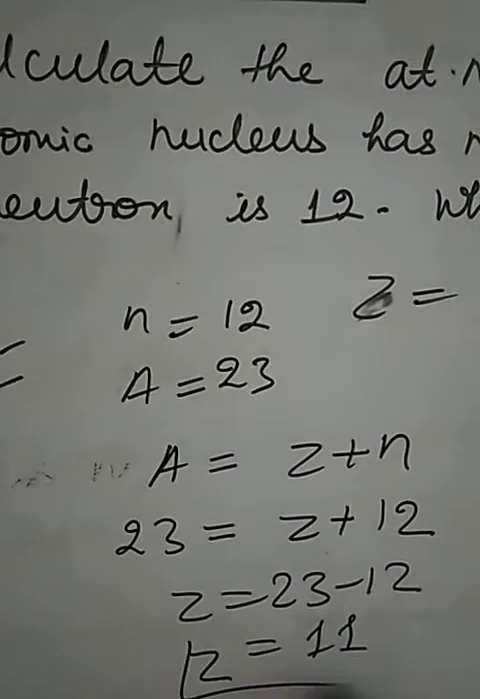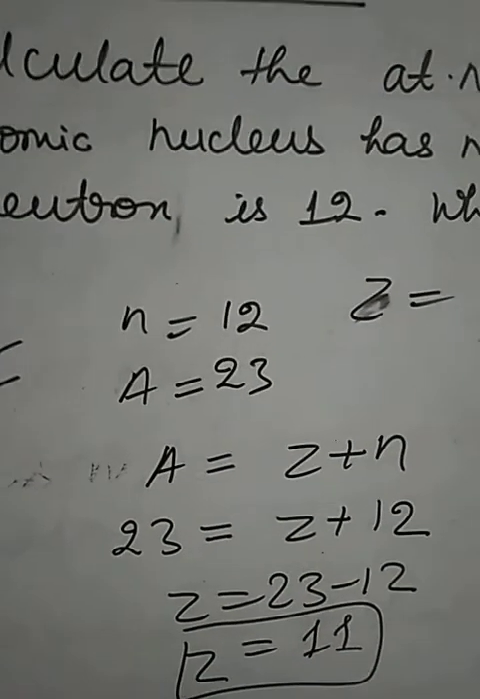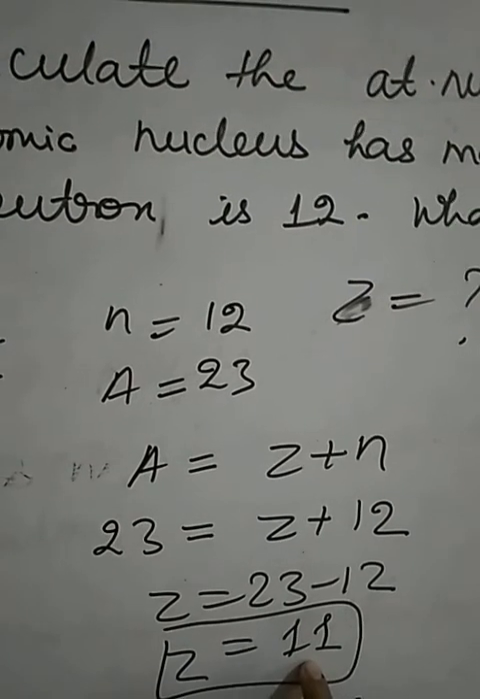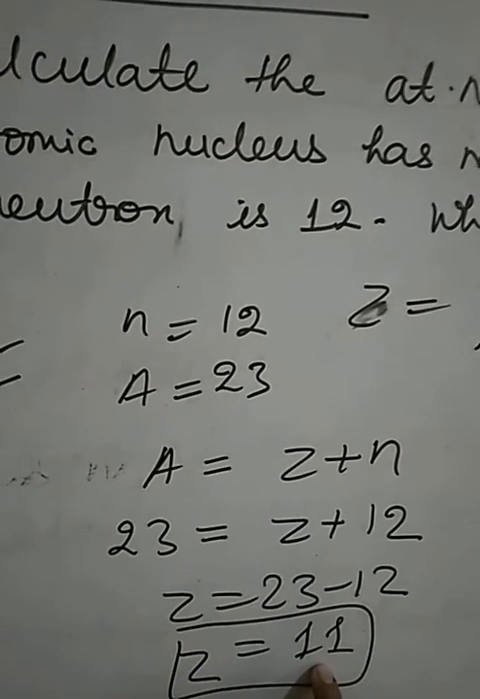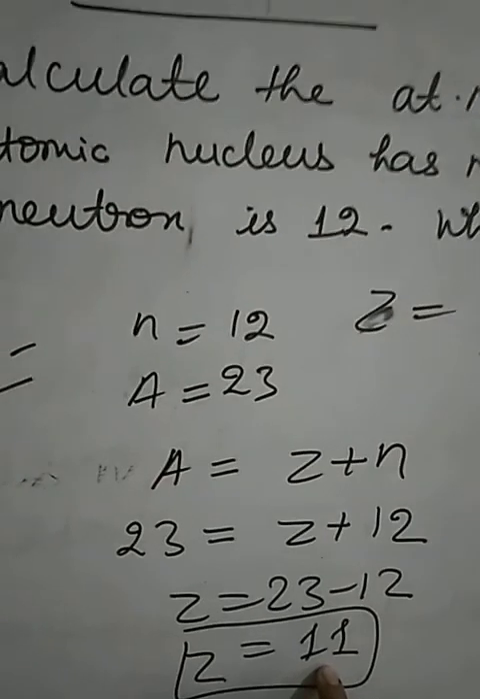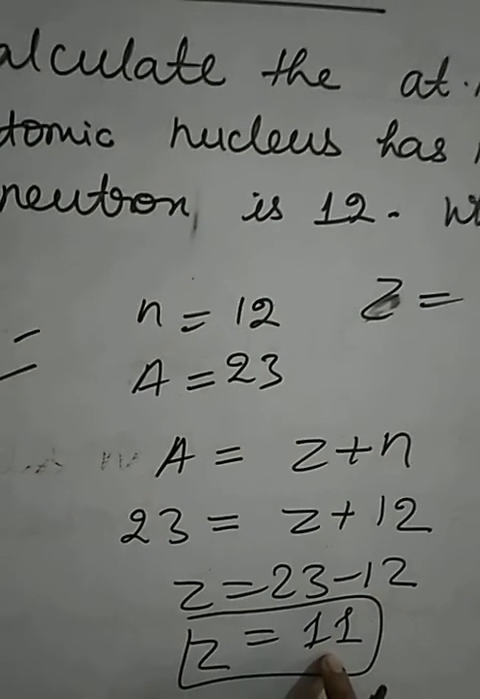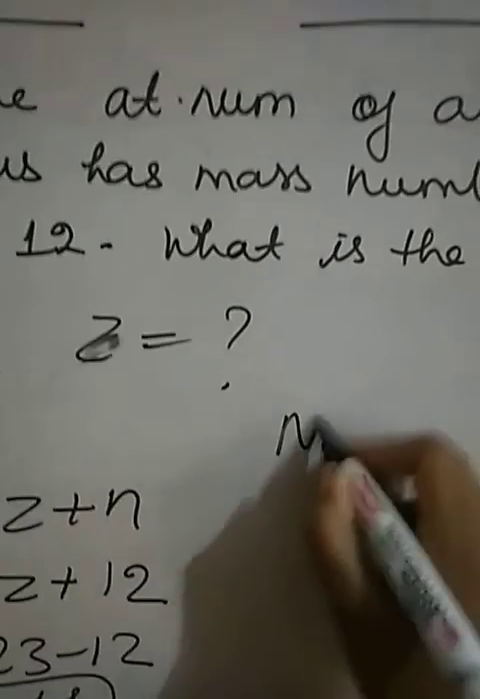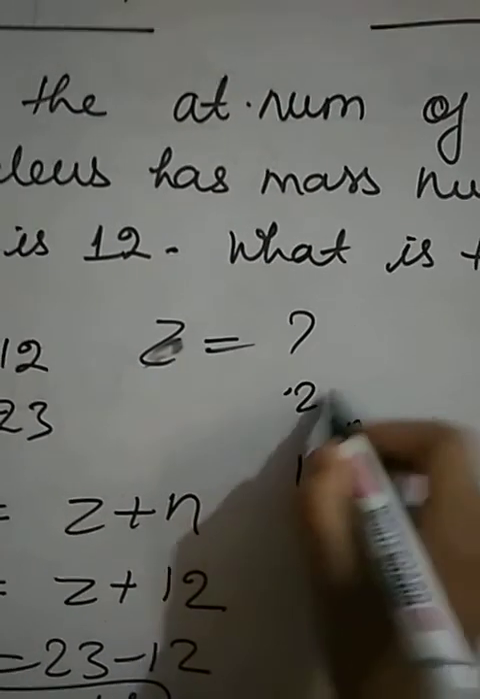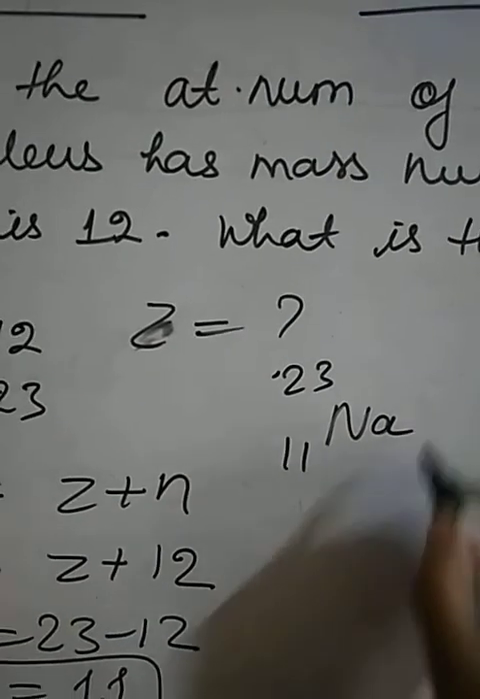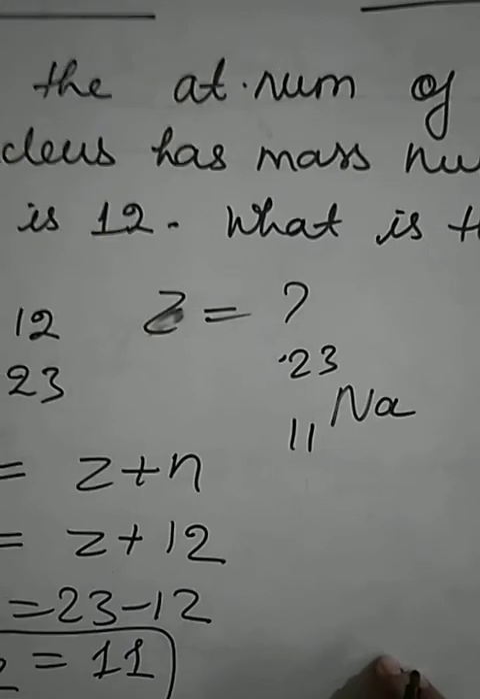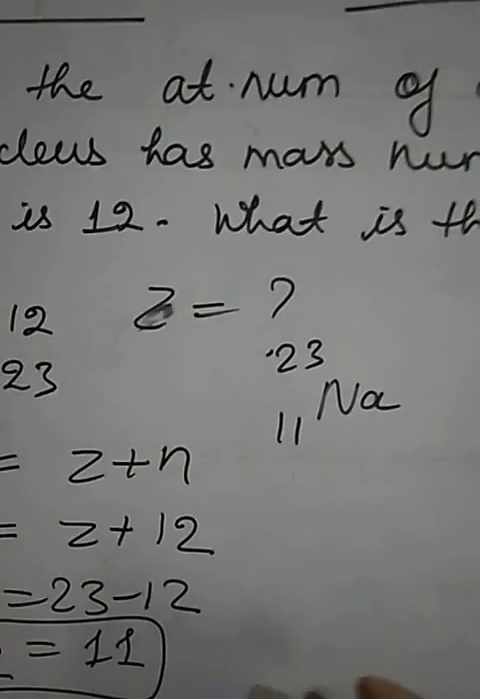And you all know that for atomic number 11, the element is sodium and its symbol is Na. So it will be Na with 11 and 23. In this way you can find the atomic number, atomic mass or number of neutrons.